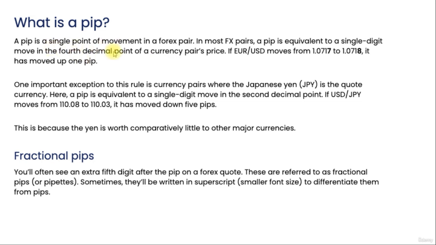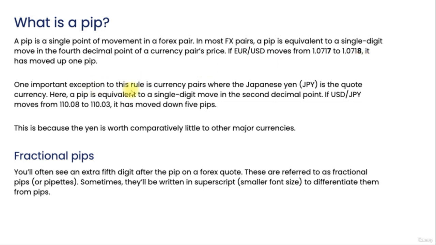Now let us understand the tick movement, or the ticks in which the forex market moves, that is a pip. So a pip is a single point of movement in a forex pair. In most FX pairs, a pip is equivalent to a single digit move in the fourth decimal point of a currency pair's price. Let's say Euro USD moves from 1.0717 to 1.0718, there is a movement in the fourth decimal, and this movement is known as 1 pip. So if the price changes from this to this, then you can say it has moved up 1 pip.